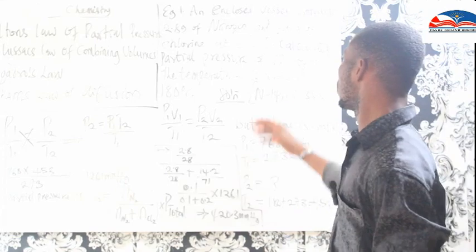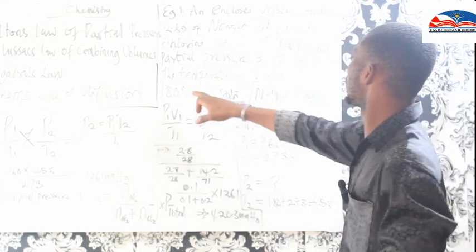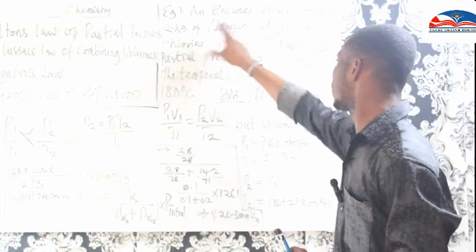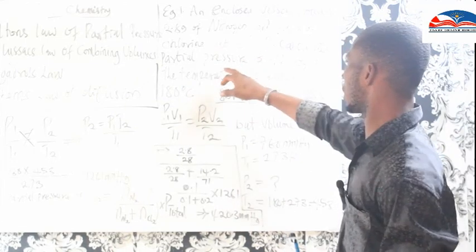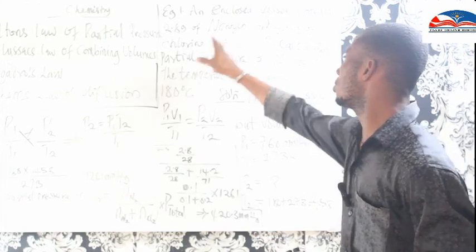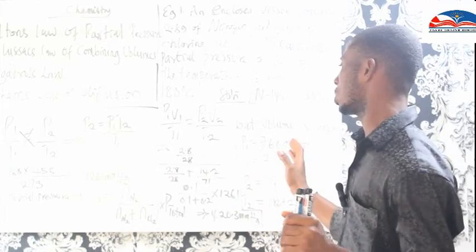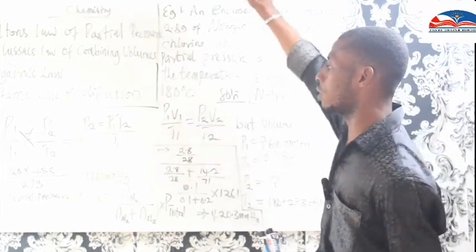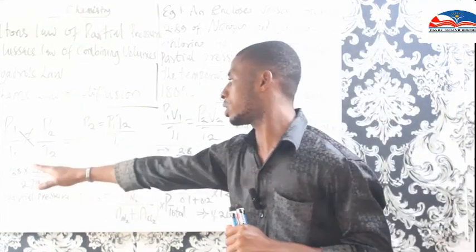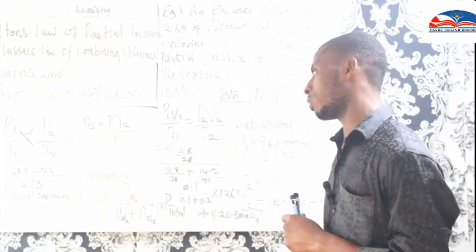Now, since we have volume, isn't it? We have volumes of nitrogen and chlorine, we have pressure 1, pressure 2, and we have temperature 1 and temperature 2. But the volume is just a constant volume. It doesn't change. So since the volume is constant, we'll take away the volume and just use only pressure and temperature. So P1 over T1 equals P2 over T2.